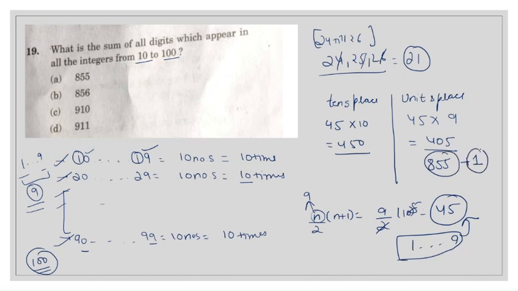Plus we'll add 1. Now this one is of 100. The 1 of 100 we are adding, because if we sum the digits of 100, we get 1, right? So we are adding this, and so the final answer will be 856. So the final answer for this question will be option B, that is 856.